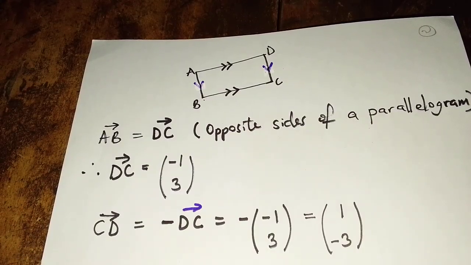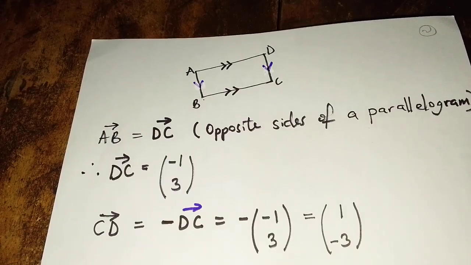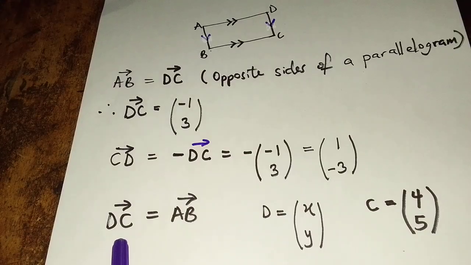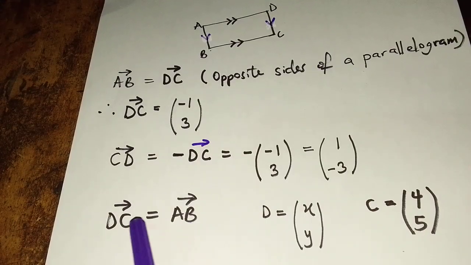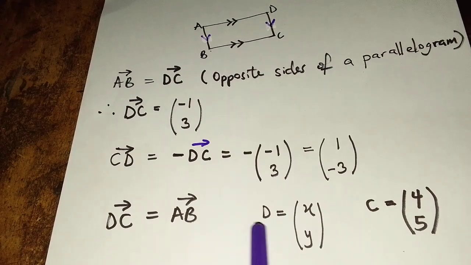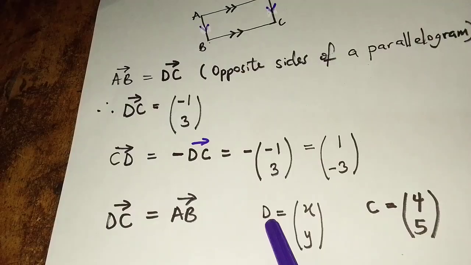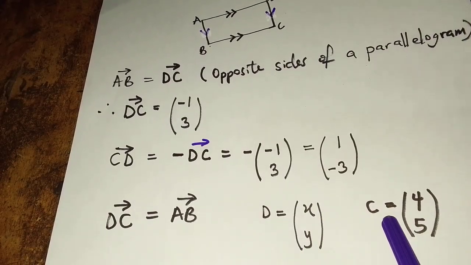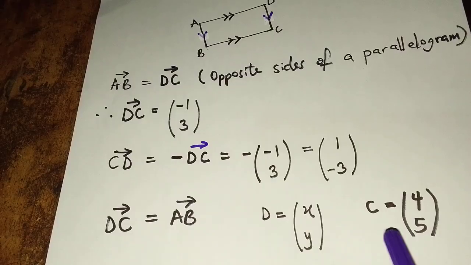Now, in the question, we are told to determine the value for x and y. And you know that we've said that our DC is equal to AB. Now, the coordinate of D we are not given, which is x and y. The coordinate of C is 4 and 5.